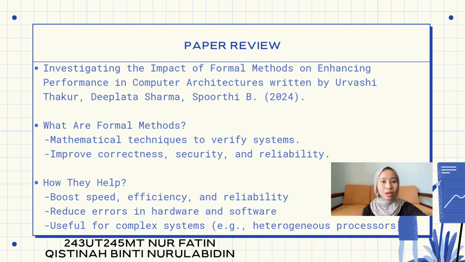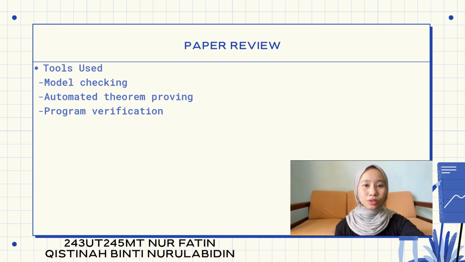like heterogeneous processors. Next, it also discusses useful tools like model checking and automated theorem proving, but notes that more detailed models and clearer explanation are needed. In short, formal methods are powerful tools to design better, faster, and safer computer systems.